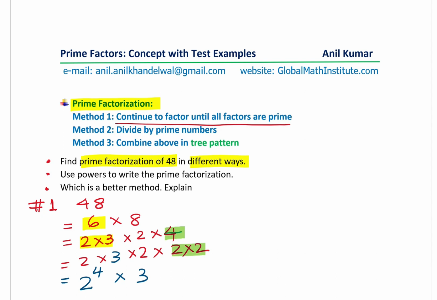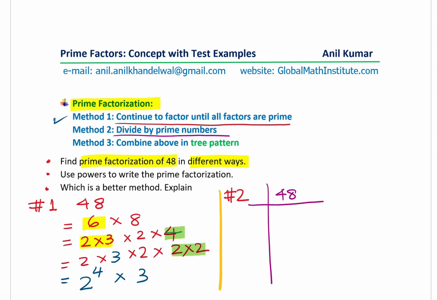This is using the first method, which is to continue to factor until all factors are prime. So we kept on factoring until all were prime. This is one way of doing it. Okay, now let's figure out another way, which we'll call method 2. The method 2 is basically to divide by a prime number. So we have a number and we are going to divide it by a prime number.